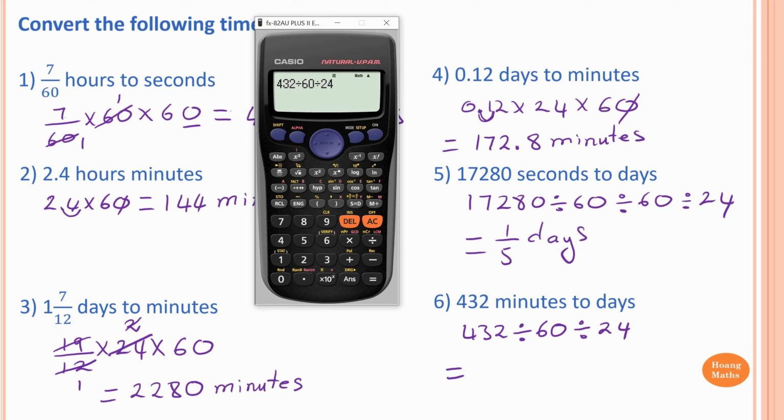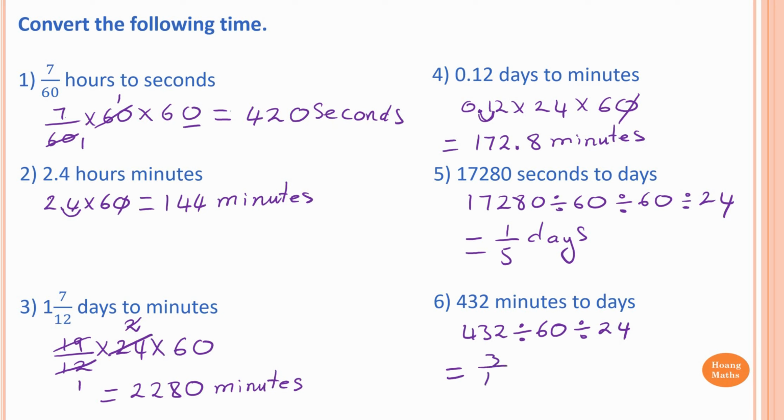So the answer is 0.3 days. Or shift SD, so 3/10 of a day if you like. So 3/10 of a day, or 0.3 days. Doesn't matter which one you write.